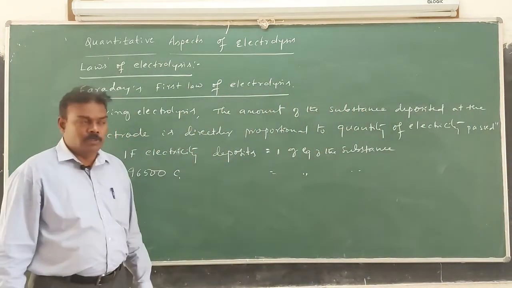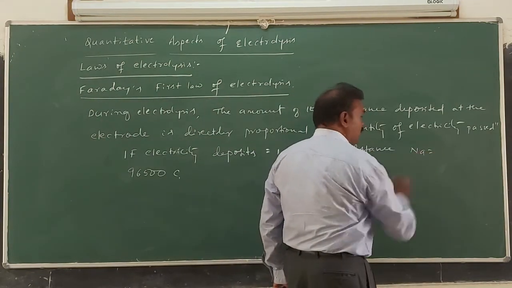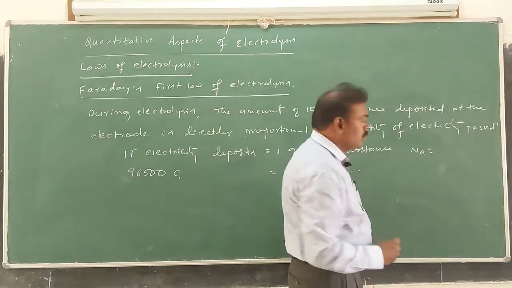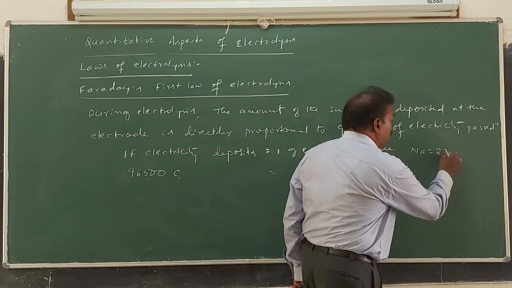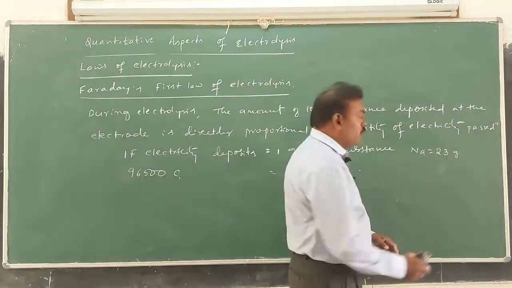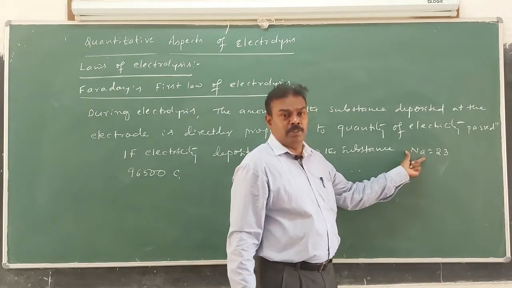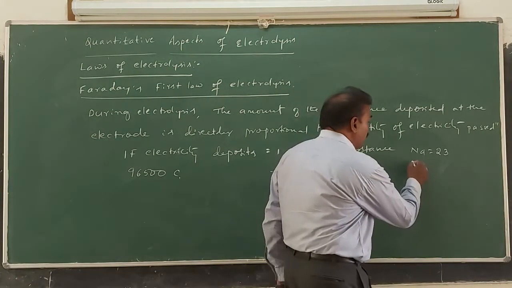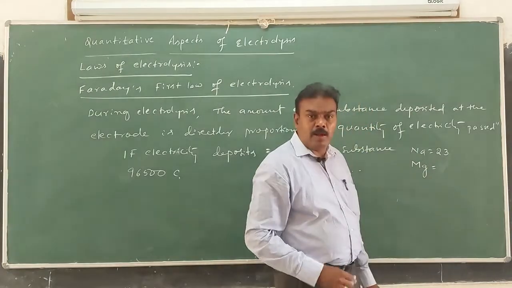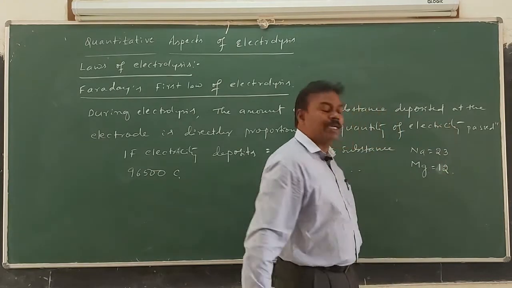Here I am taking some examples. Suppose sodium is there. What is the equivalent mass of sodium? The equivalent mass and atomic mass of sodium are the same, that is 23 gram. What is this 23 called? The equivalent mass of sodium. Similarly, I am taking one more example, magnesium. What is the equivalent weight of magnesium? That is 12 gram.